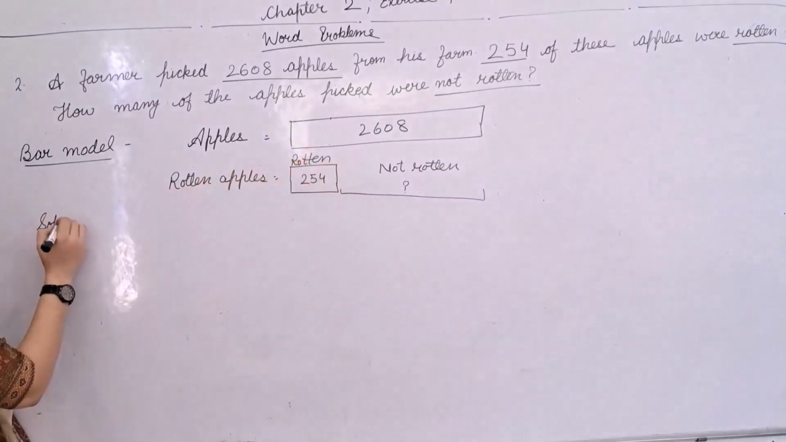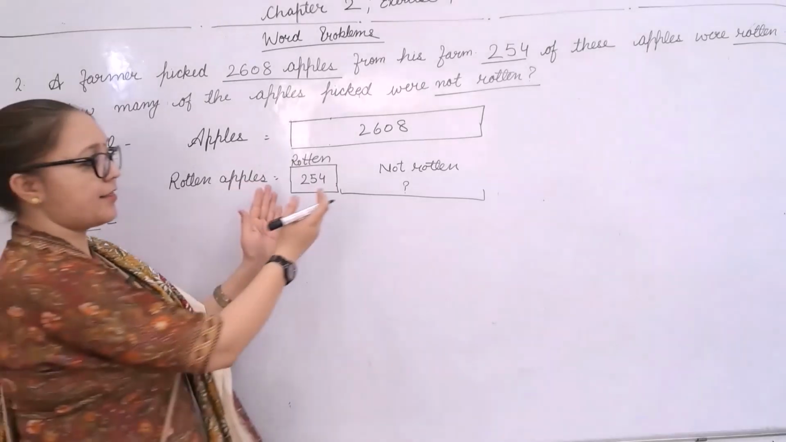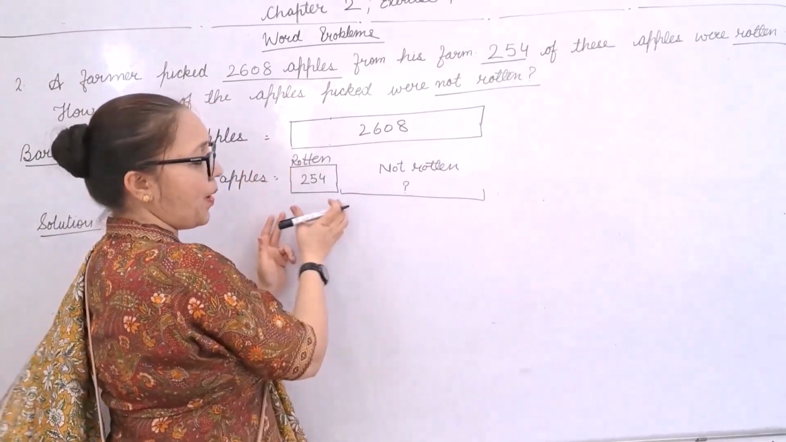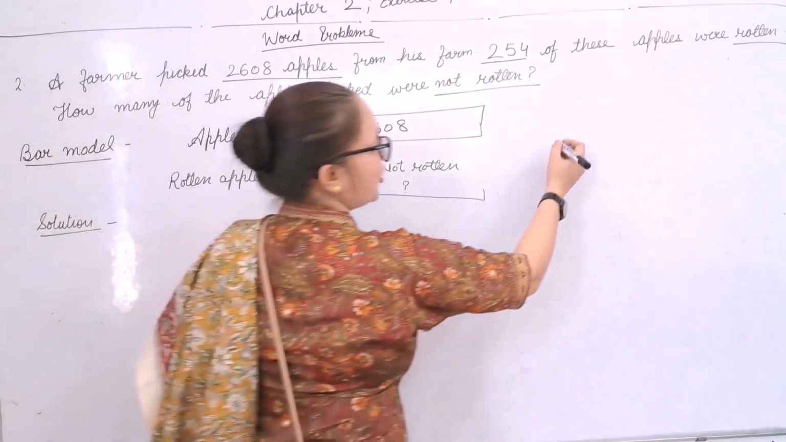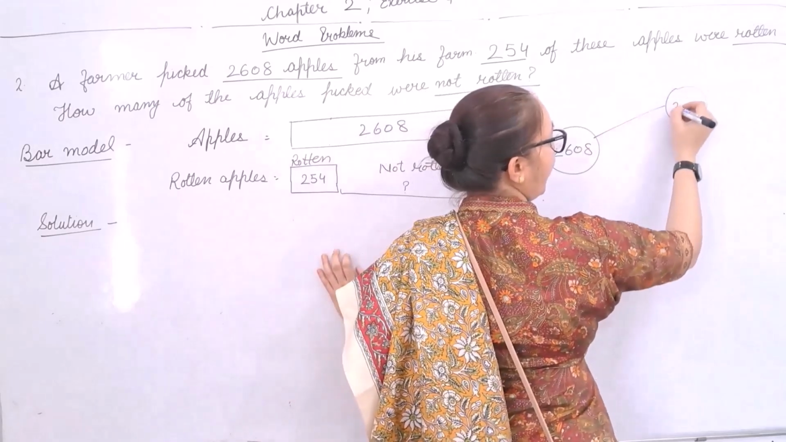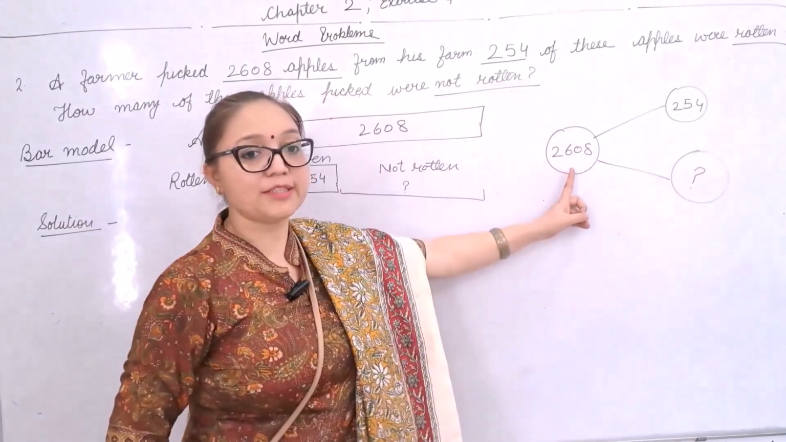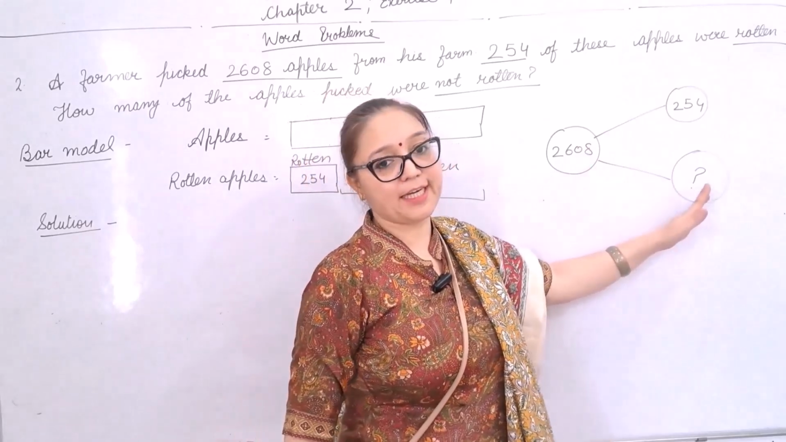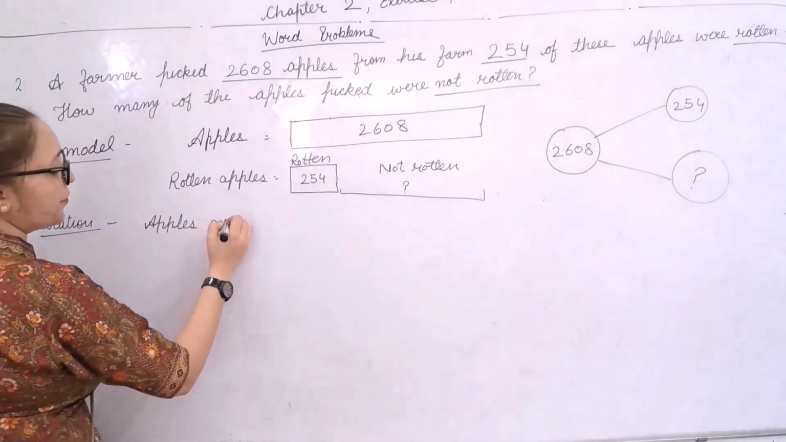Let's solve it. How will we solve it? We will subtract this number from this whole number. If this is the whole number, this would be one part and this would be the second part. We have to find the second part. Suppose we have this number 2,608 and one part is 254. What would be the second part? How would we get it? We will subtract this from this. Then we will be able to tell the second part. Let's do it. Apples not rotten.